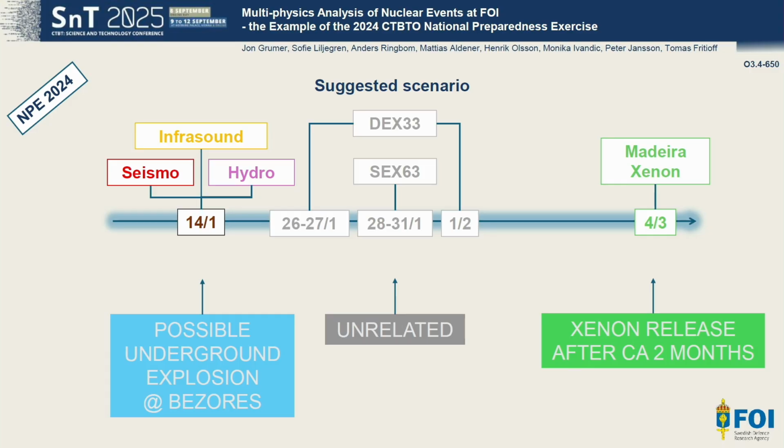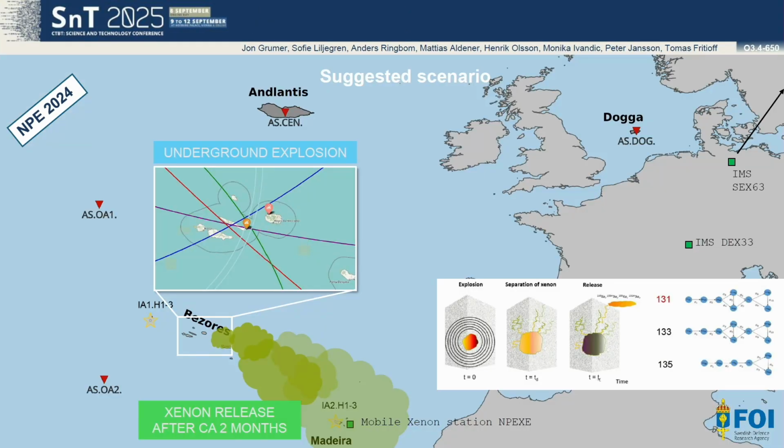So the suggested scenario here is that the waveform analysis hinted at some kind of underground activity, some kind of underground event. The IMS detections of Xenon were unrelated, but the Madeira station was related. We could match those. Just the same thing, but on a map. So something happened on the Bezorus. 1.5 months later, they perhaps opened the cavity, and Xenon was released into the atmosphere and observed on this mobile station down in the middle there on Madeira.